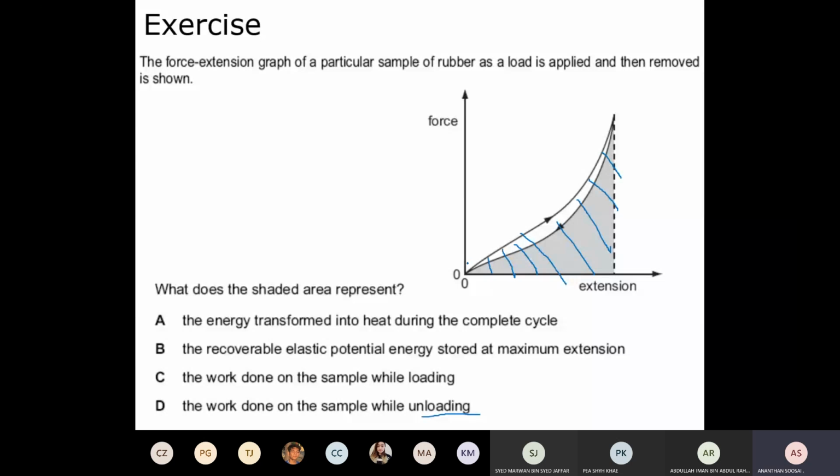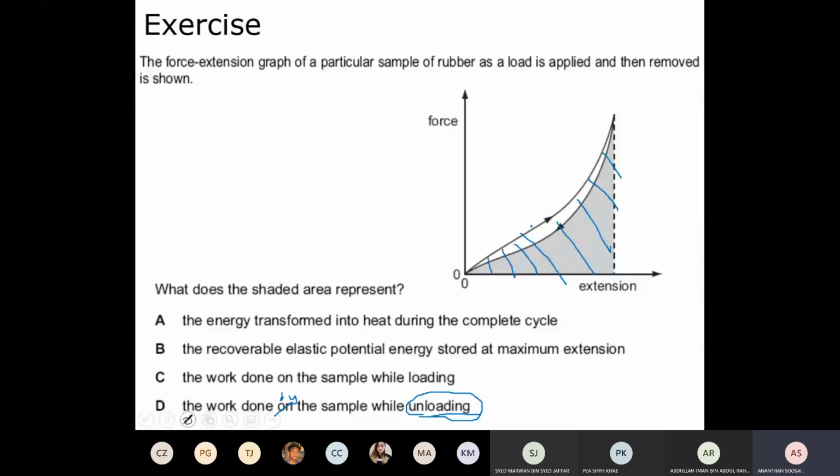The material loses potential energy. If you do work on the sample, the body must gain potential energy. Then you did work on the sample. So D, although they talk about unloading, they should say the work done by the sample. Instead of on, they put by. Then D could be correct. The work done on the sample while unloading is not that area. This is work done by the sample.